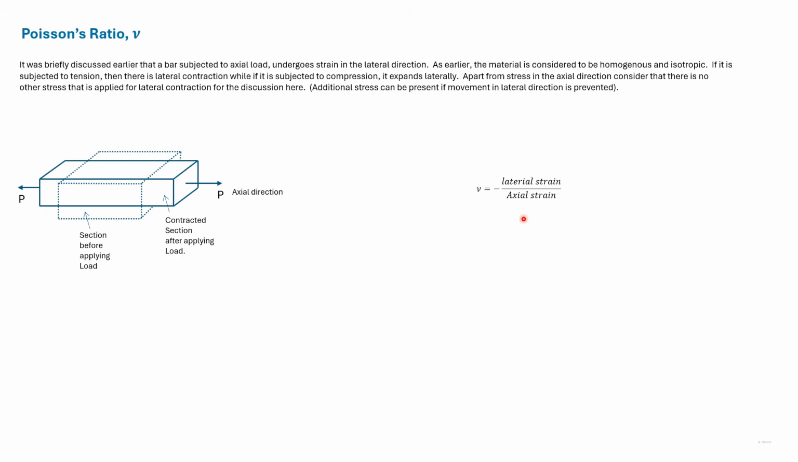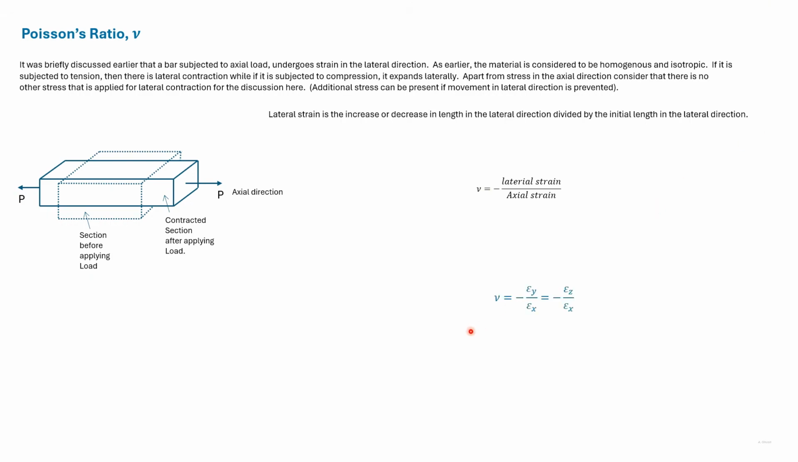Say if there is a tensile load acting on the body, then axial strain would be positive, but lateral strain would be negative. So nu would be positive. Say a compressive load is acting on a body, then axial strain would be negative, but lateral strain would be positive. So again, nu would be positive.